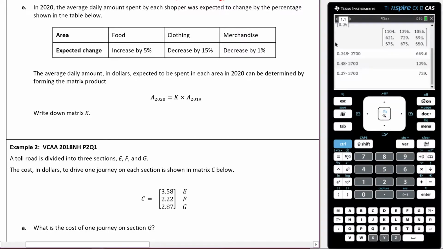Now, for the last question here, E, it says in 2020, the average daily amount spent by each shopper was expected to change by the percentage shown in the diagram below. So here's the area, here's the expected change. There's going to be a 5% increase in the amount bought in food, a 15% decrease in clothing and a 1% decrease in merchandise. The average daily amount in dollars expected to be spent in each area in 2020 can be determined by forming the matrix product this, write down matrix K.